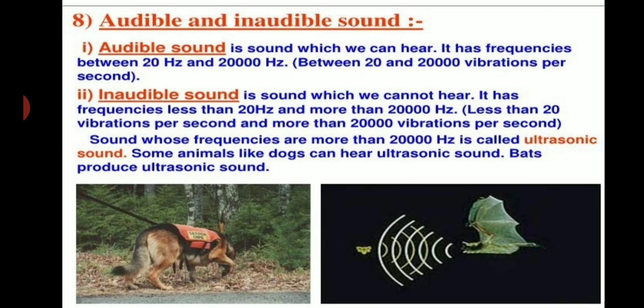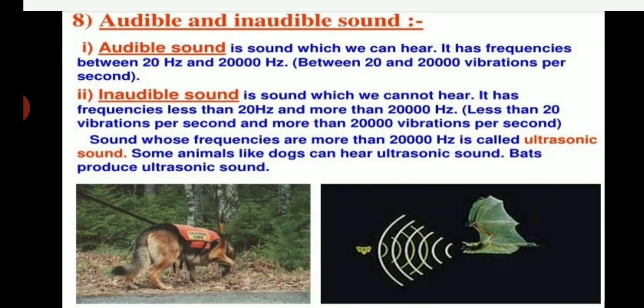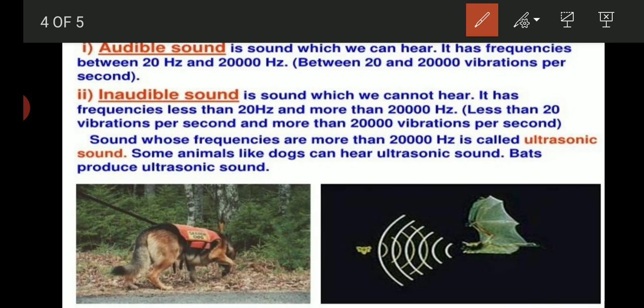Another one is audible and inaudible sound. Audible means that which can be heard by our ear, and inaudible means that which can't be heard. All bodies that vibrate produce sound, but we cannot hear all of them. You have to remember, we cannot hear all of them. Our ears are sensitive only to a certain range of frequency, and the sounds that can be heard by the human ear are called audible sounds.